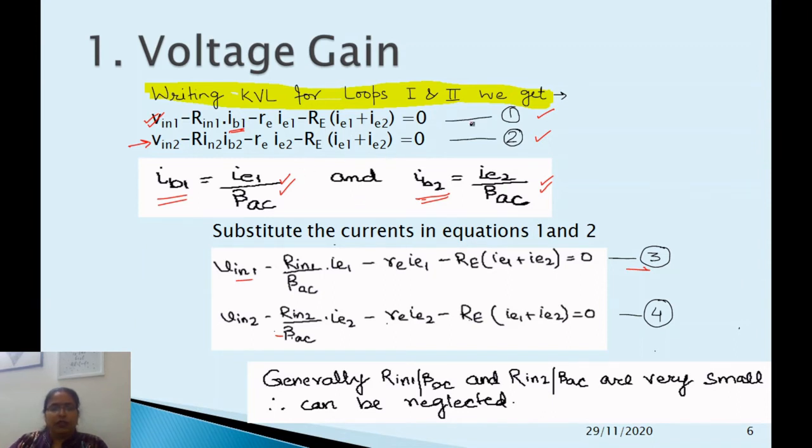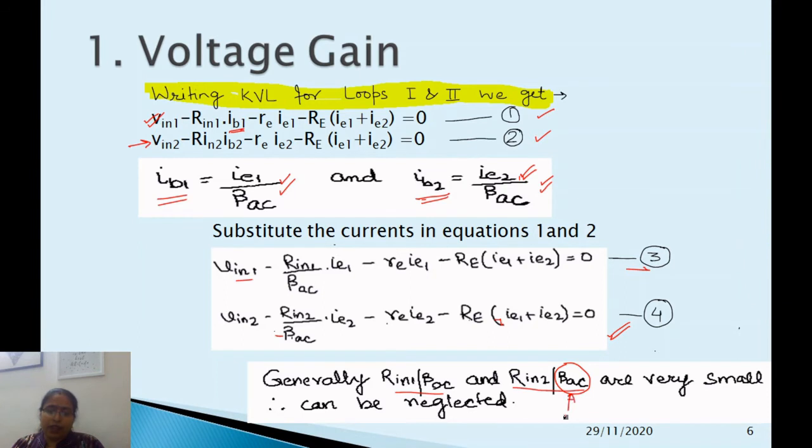And now in the second equation, we will be replacing IB2 by this relation IE2 upon beta AC, and we will get this equation as equation number 4. Right? So now we are with equations number 3 and 4. Now generally R in 1 upon beta AC and R in 2 upon beta AC are negligible, because beta is very large.